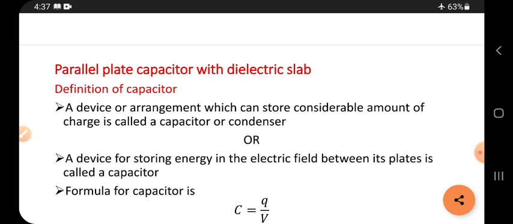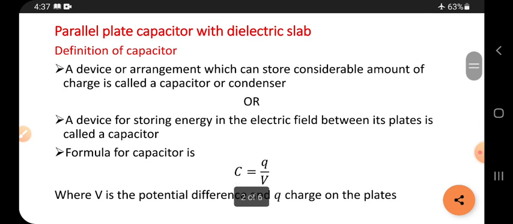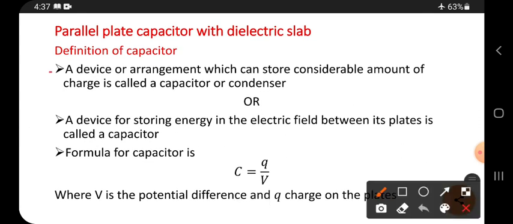Today's topic is a parallel plate capacitor with dielectric slab. So first, what is a capacitor? Its definition and its formula. A device or arrangement which can store considerable amount of charge is called a capacitor or a condenser.